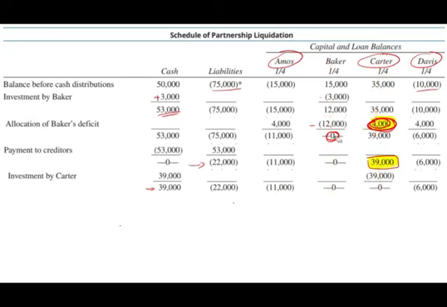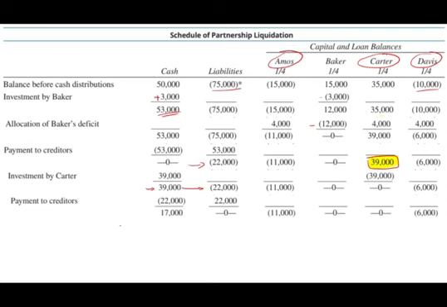Okay. Now, oh, we have money. Well, guess what? If we have money, we have to pay the creditors. Again, we're going to pay $22,000 to our creditors. Well, we're going to debit liabilities $22,000. We're going to credit cash $22,000. Well, liabilities are gone. We paid all our liabilities, and after we paid the $22,000, what we are left with is $17,000 cash. And notice Amos' balance is $11,000 and Davis' balance is $6,000 credit.